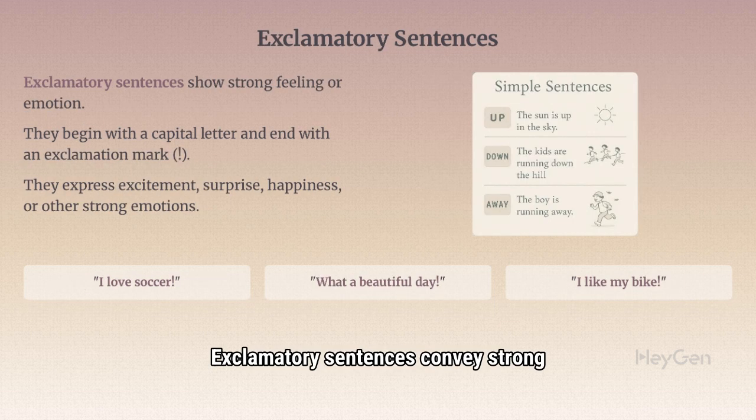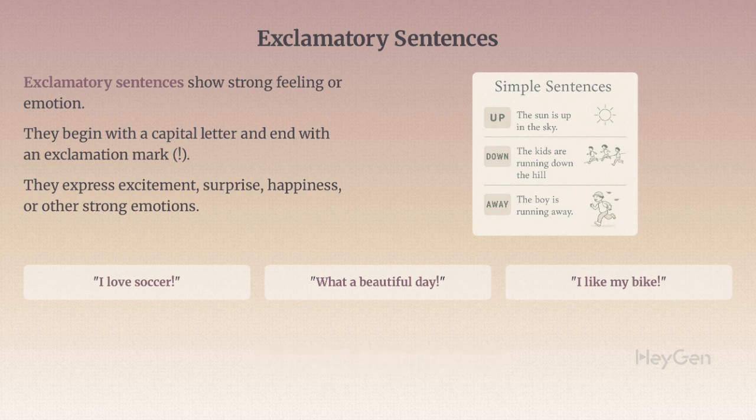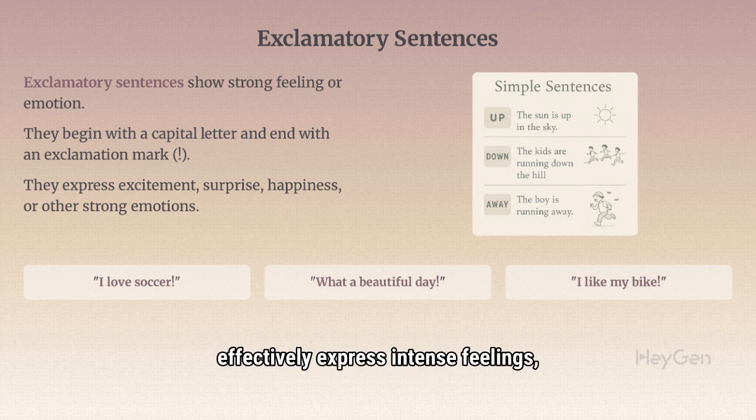Exclamatory sentences convey strong emotions like excitement or surprise. They start with a capital letter and end with an exclamation mark. Examples include, I love soccer, and what a beautiful day. These sentences effectively express intense feelings, making them powerful tools in communication.